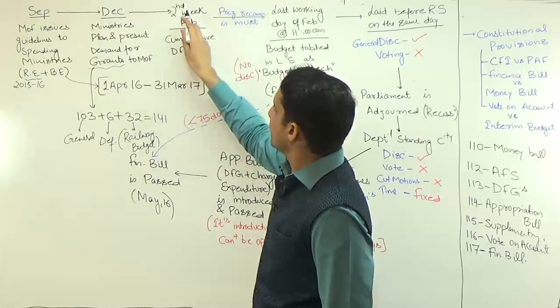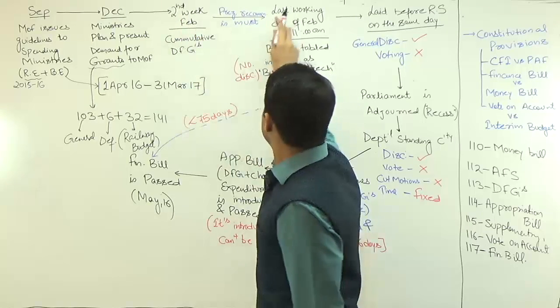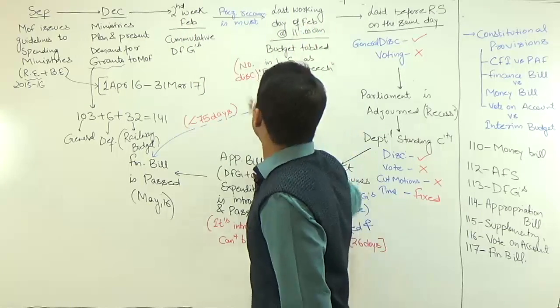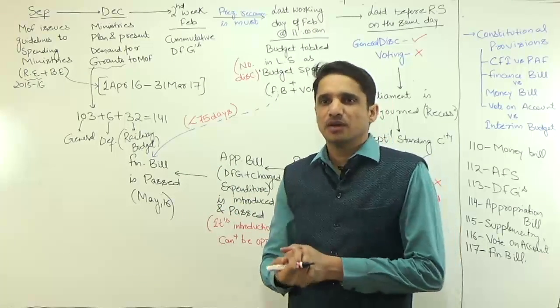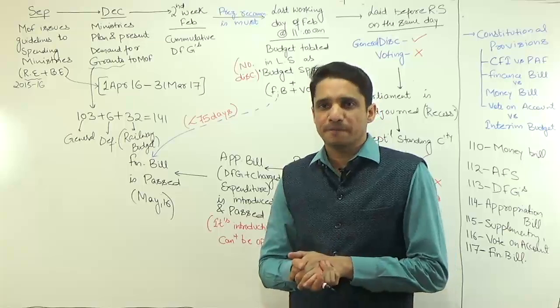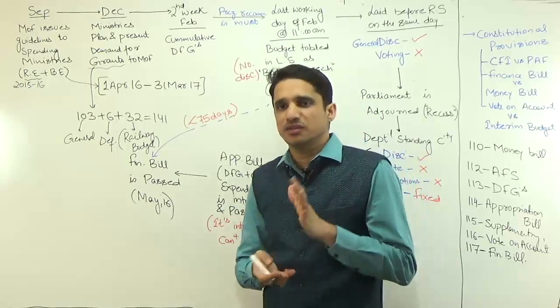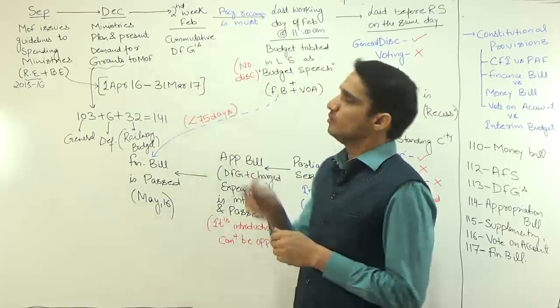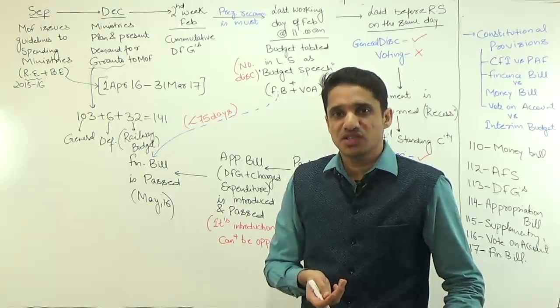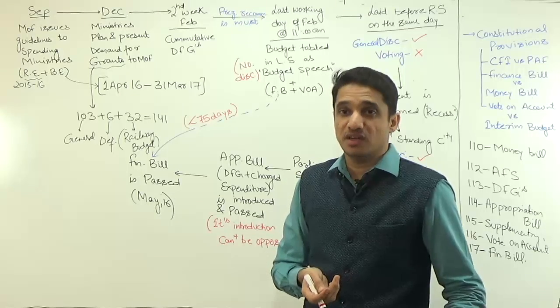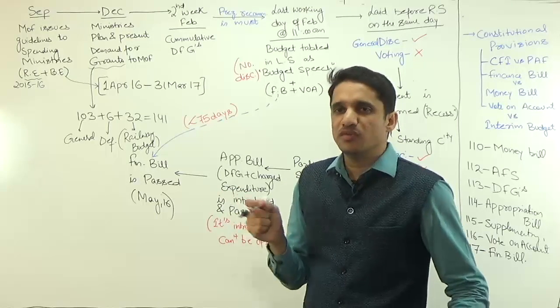So from the second week of Feb to 29th of Feb, or the last working day of February, in the basement of the North Block, almost 150 people have to stay there, without any internet connection, without any mobile connection, because the budget is a confidential document.